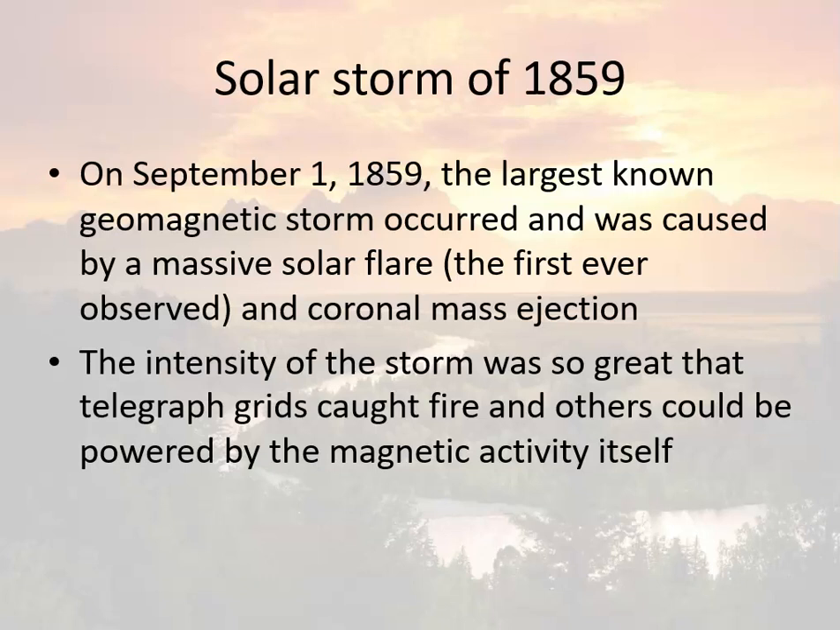Usually these things might take a few days to reach Earth, the coronal mass ejections, or CMEs as we like to call them in terms of the abbreviation, but this one only took something like 18 hours, so it was a very quick result after this very powerful solar flare. And it was the first solar flare ever witnessed. It was witnessed with the unaided eye, and that just gives an idea of how powerful this thing was. The resulting solar storm was so great that telegraph grids caught fire, and other telegraph grids could be powered just by the magnetic activity itself.